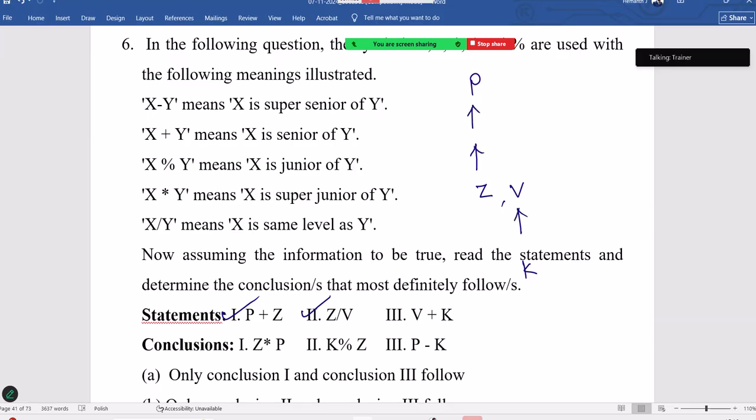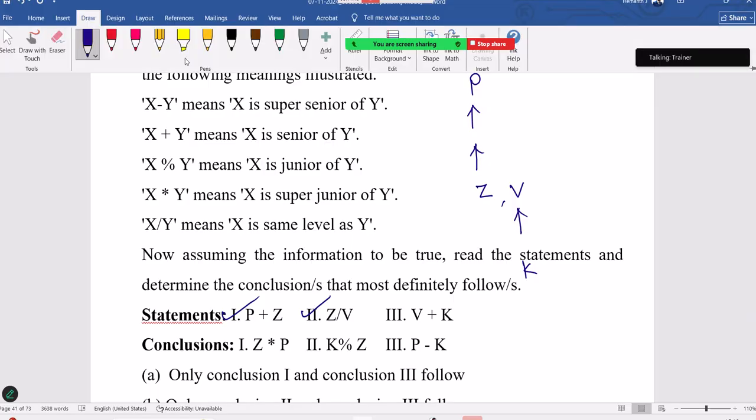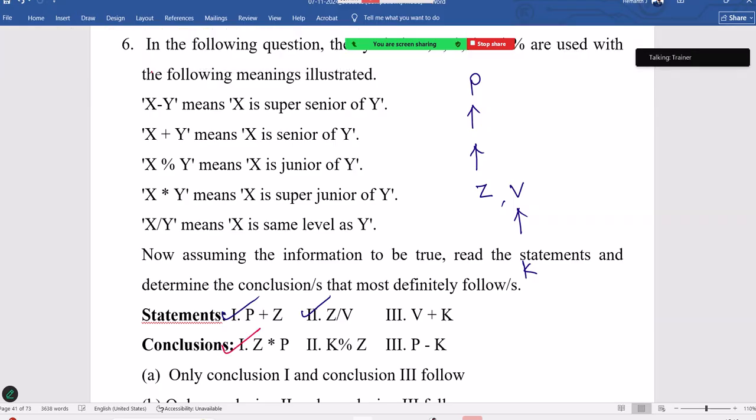Okay, now Z star P. Z is super junior of P, is it correct? P is super senior of Z, so Z is super junior of P. Two levels down, it's obviously correct. Super junior is correct. First one correct. K percentage Z, K is junior of Z, correct. P minus K, P is super senior of K, no. Here three levels are there for P and K. It's not super senior. We cannot say that. This is wrong.